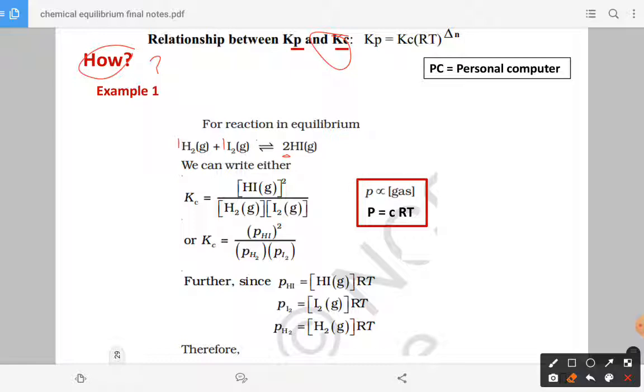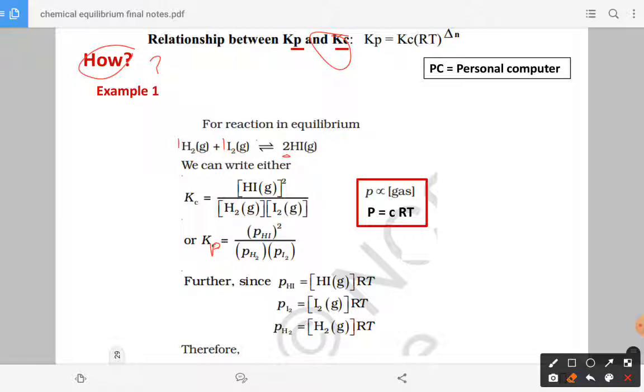Now, as you know very well, if you write Kp, not Kc, then the equation becomes: the partial pressure of HI raised to 2, divided by the partial pressure of hydrogen raised to 1 and the partial pressure of iodine raised to 1.